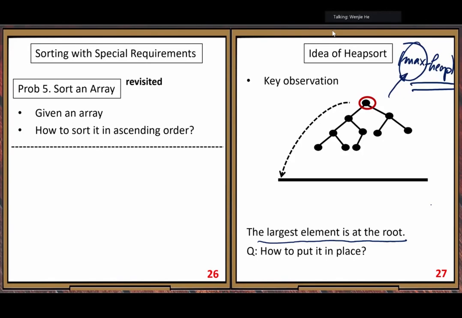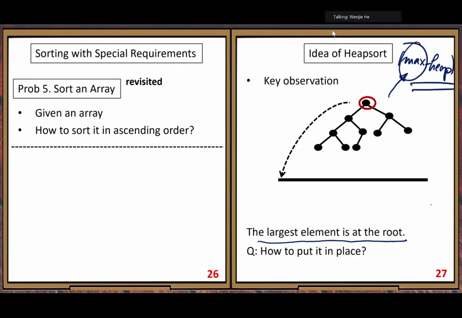So now we have a max heap. So we build a max heap. We have the max heap property there. Now we can start the heap sort.